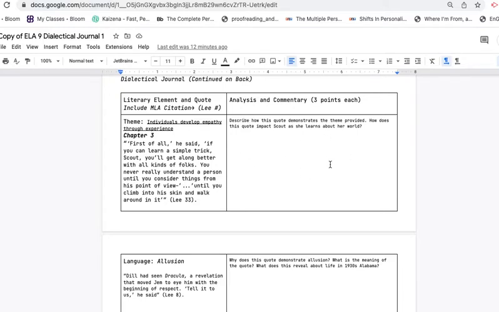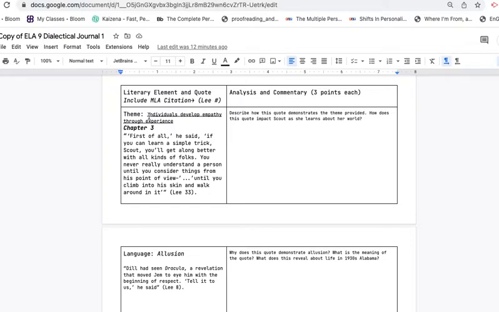For the next 3, what I want you to do is read the quote and analyze. Describe how this quote demonstrates the theme provided. Right now we're thinking about individuals develop empathy through experience. So for Scout, she had never left home before. She had been at home and she had never gone to daycare. She had only been around her brother and Calpurnia and Atticus. And for the first time she experienced dealing with a teacher who was very young herself and dealing with other kids she had never met before.